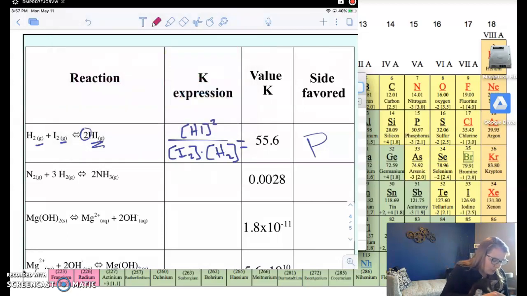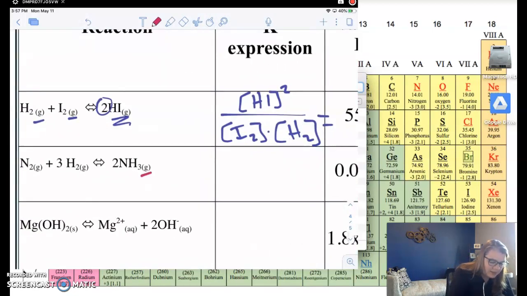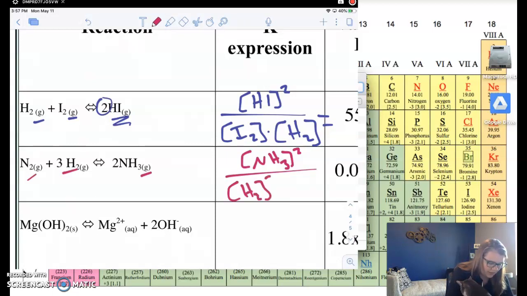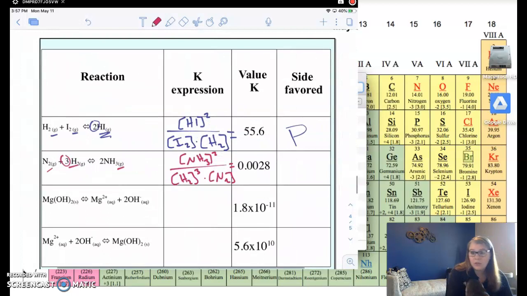Let's try another one. So we're going to write out another K expression. Again, remember the basic equation is products over reactants. So my product here is ammonia, and that is a gas, so it can be included. So my concentration of NH3, and I'm going to square that over my two reactants here. So the concentration of H2, and I'm going to cube that because of the 3, and then N2. So that's my basic equation. Let's say I plugged in. Now look, the number is very small, less than 0.1, so in this case, reactants are favored. Why don't you try the other two on your own and then check back in when you're ready.